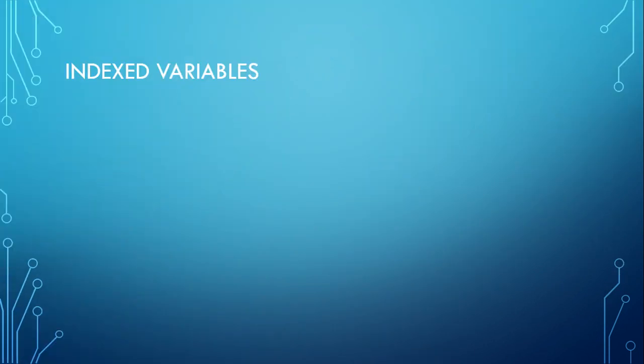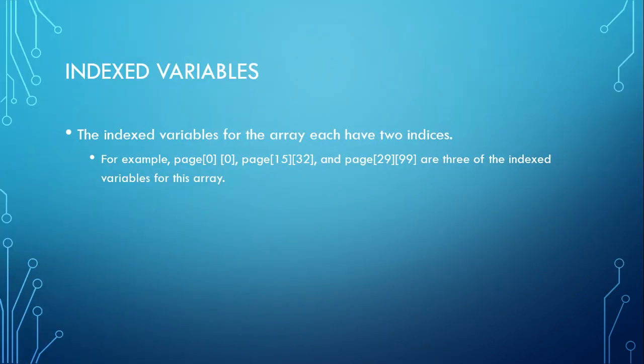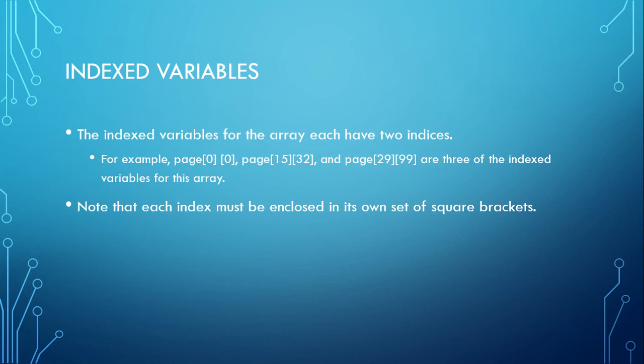So let's talk about index variables. The index variables for the array have two indices. For example, page[0][0], page[15][32], and page[29][99] are three of the index variables for the array. Note that each index has to be enclosed in its own set of square brackets. It's very important that each of these has its own square brackets. Otherwise, it's going to throw an error.